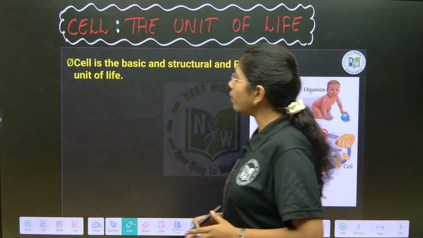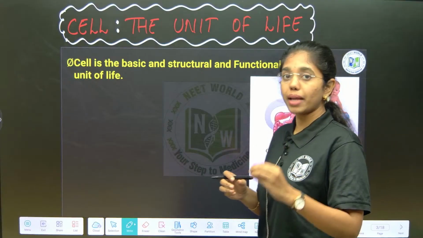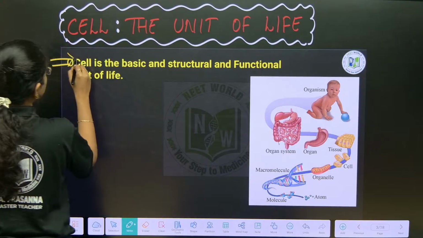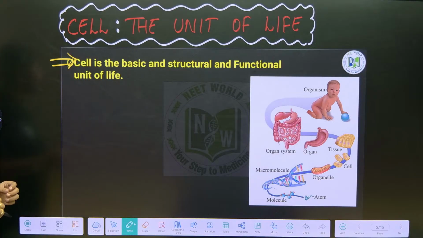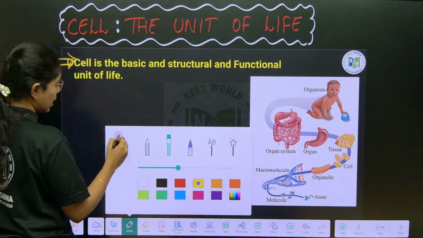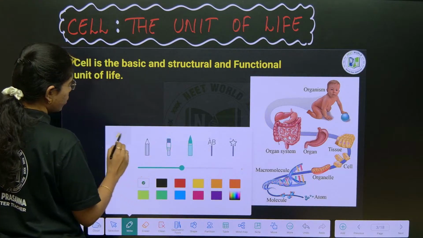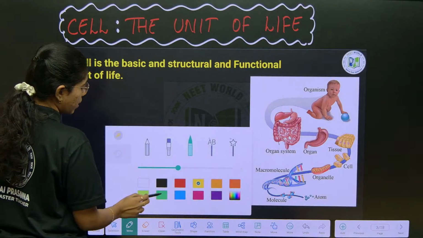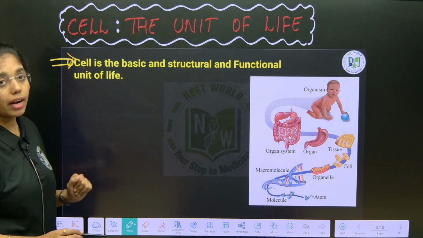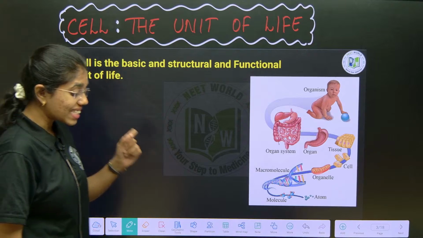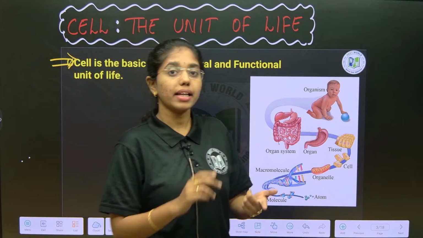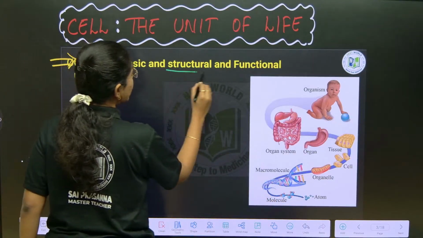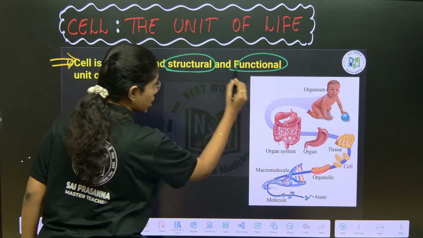Here we go with the first and primary statement from this chapter: cell is the basic structural and functional unit of life. What does this mean? It is addressed as the basic structural and functional unit of life because a cell is completely independent both in its structure and function.